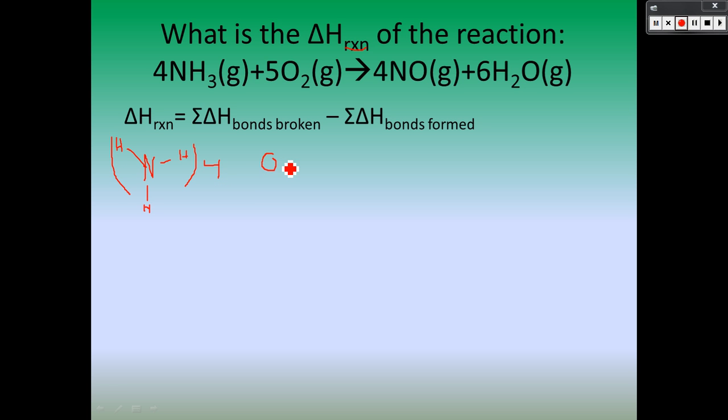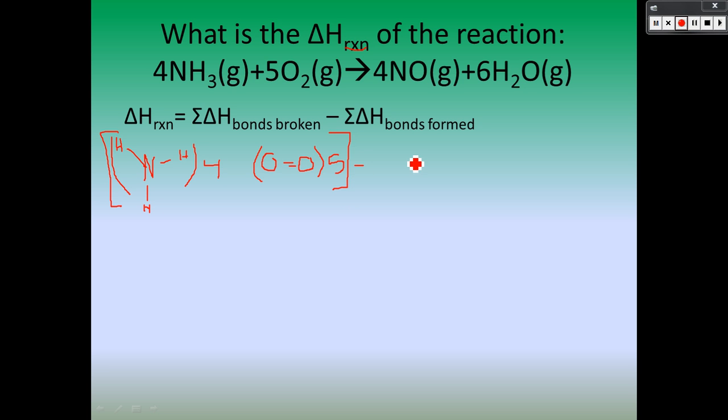Again, here you have to understand that O forms a double bond. So that's not an O-O bond, it's an O double bond O. And again, there's 5 of them. So what's 5 times 1, Mia? 5. And so those are our bonds broken.